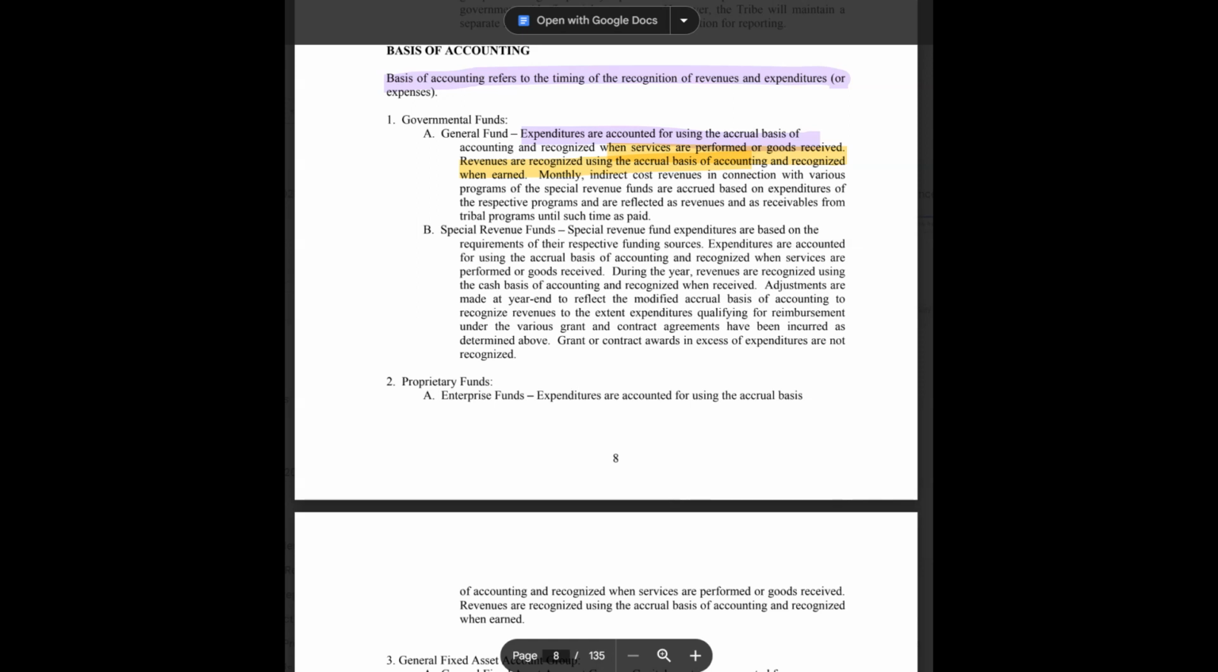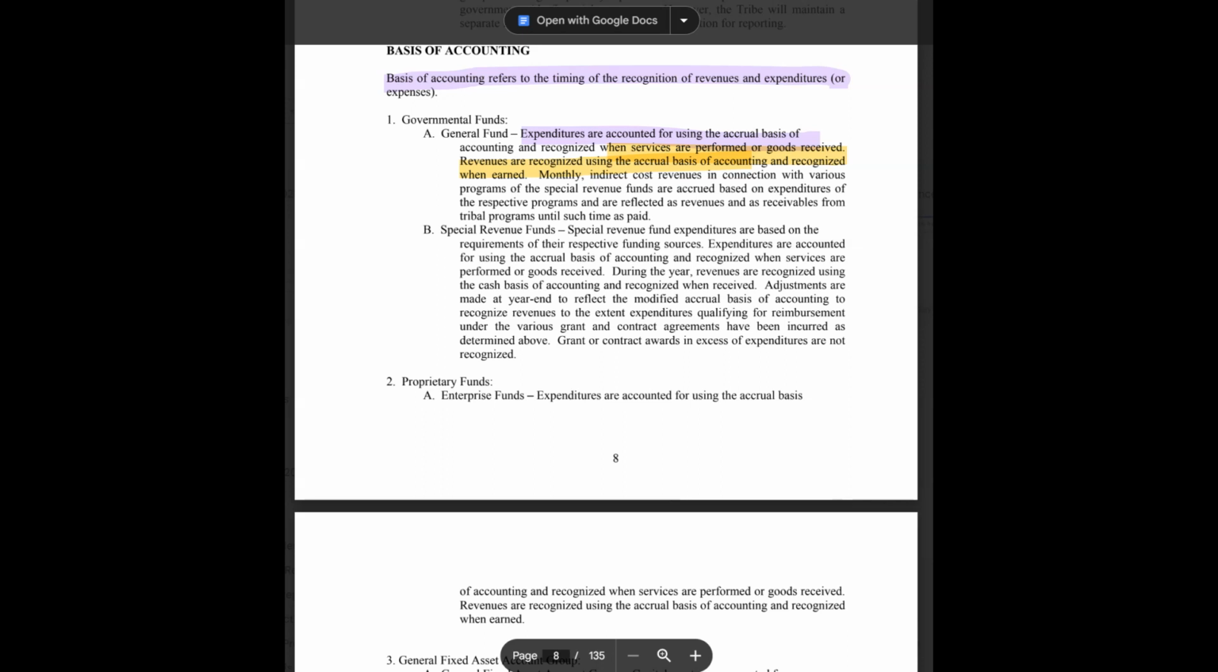Hello, in this video we're going to talk about the tribe's basis of accounting. And from the accounting manual we can see that the tribe has recognized that basis of accounting is referring to the timing of the recognition of revenues and expenditures.